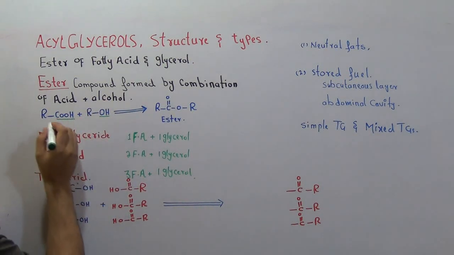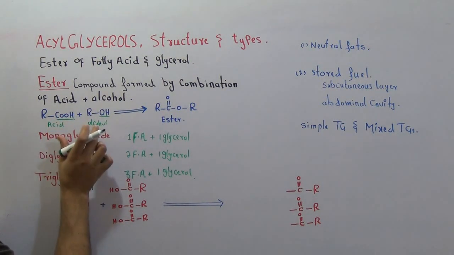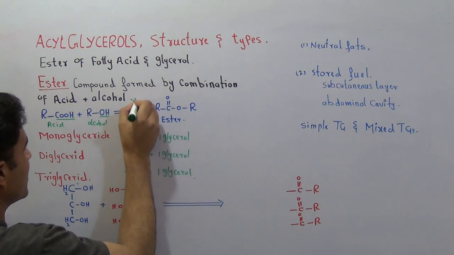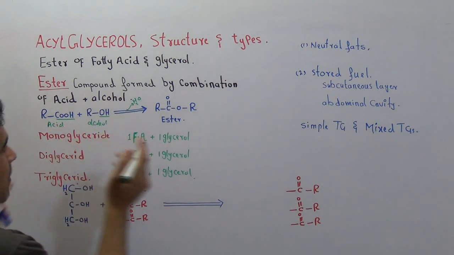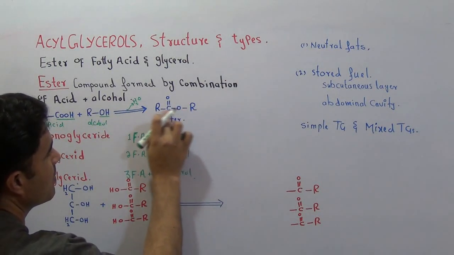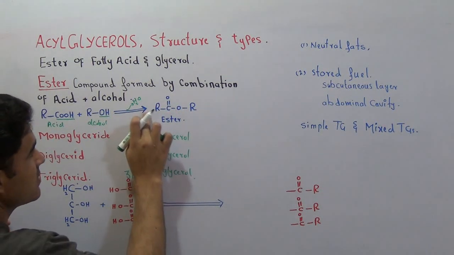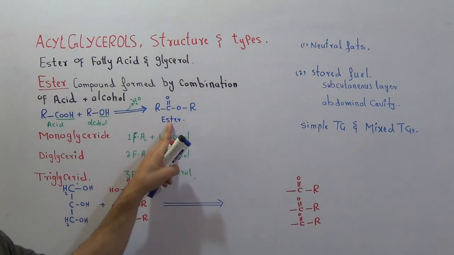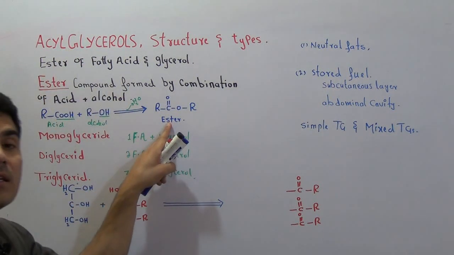So when these two compounds, this is an acid and this is an alcohol, combine together, of course there will be a release of one water molecule, and then these two will combine and the new compound will be RCOOR. This is a general representation, a general formula to represent the esters. So acylglycerol is an ester.